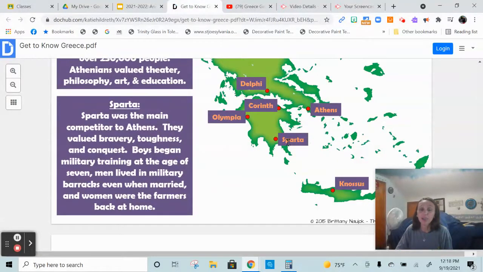Sparta. Sparta was the main competitor to Athens. They valued bravery, toughness, and conquest. Boys began military training at the age of 7. Men lived in the military barracks even when married, and women were farmers back home.